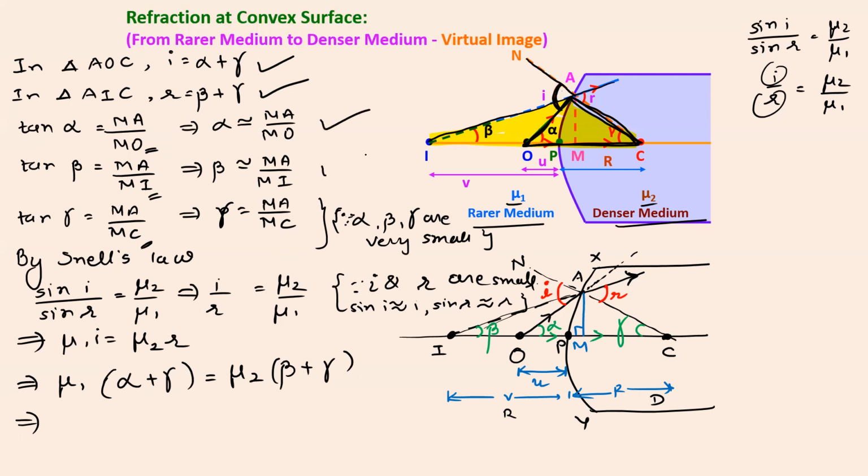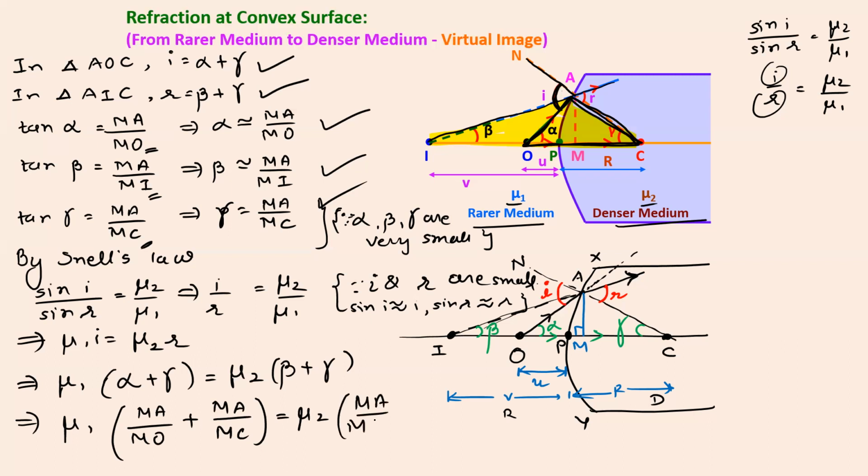So I have relations for alpha, beta, and gamma. Let us substitute everything. Alpha is MA by MO, gamma is MA by MC, beta is MA by MI. You can see that MA can be taken out common in the left hand side and even in the right hand side, and we can cancel them out. MA got cancelled. Whatever leftover part, I'll write on the next page. Please complete this.